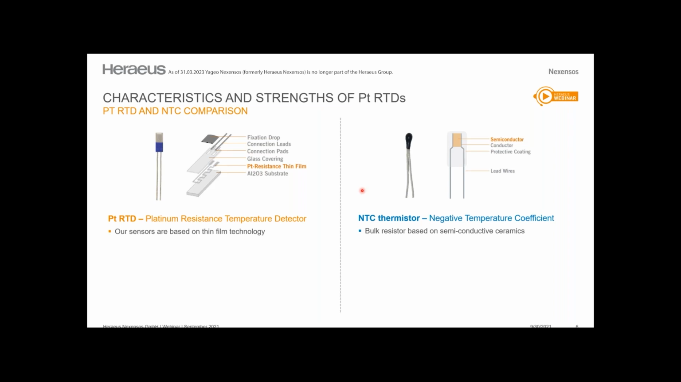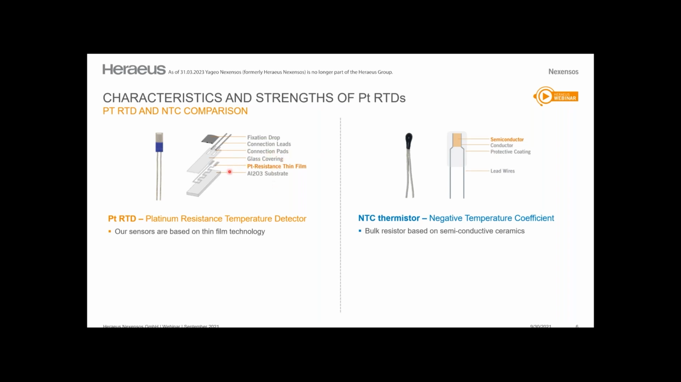In general, both technologies work with the same principle, and they detect the temperature via a voltage drop. So let's start with the PT RTDs shown on the left, which stands for Platinum Resistance Temperature Detector. In most cases, platinum is the material for this technology, but other materials such as copper or nickel alloys are also conceivable.